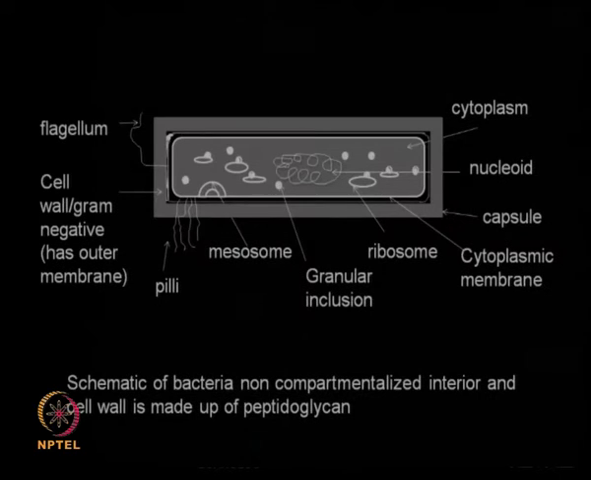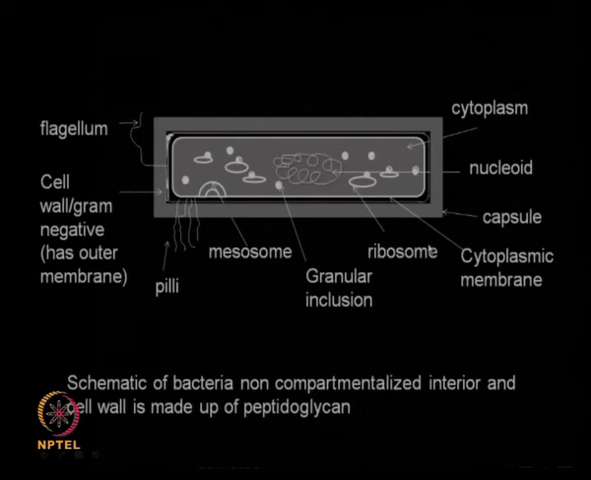Okay. This is just a schematic of how a bacteria looks. So it is a non-compartmentalized interior, the cell wall, and it is made up of peptidoglycan. Okay. So it has got the cell wall. So gram negative has an outer membrane here, then you have the cytoplasm, then you have the nucleoid, then we have the capsule, this is the cytoplasmic membrane here, then you have the ribosome, granular inclusions are present here, flagellum, pili and so on. So this is a typical schematic of a bacteria.